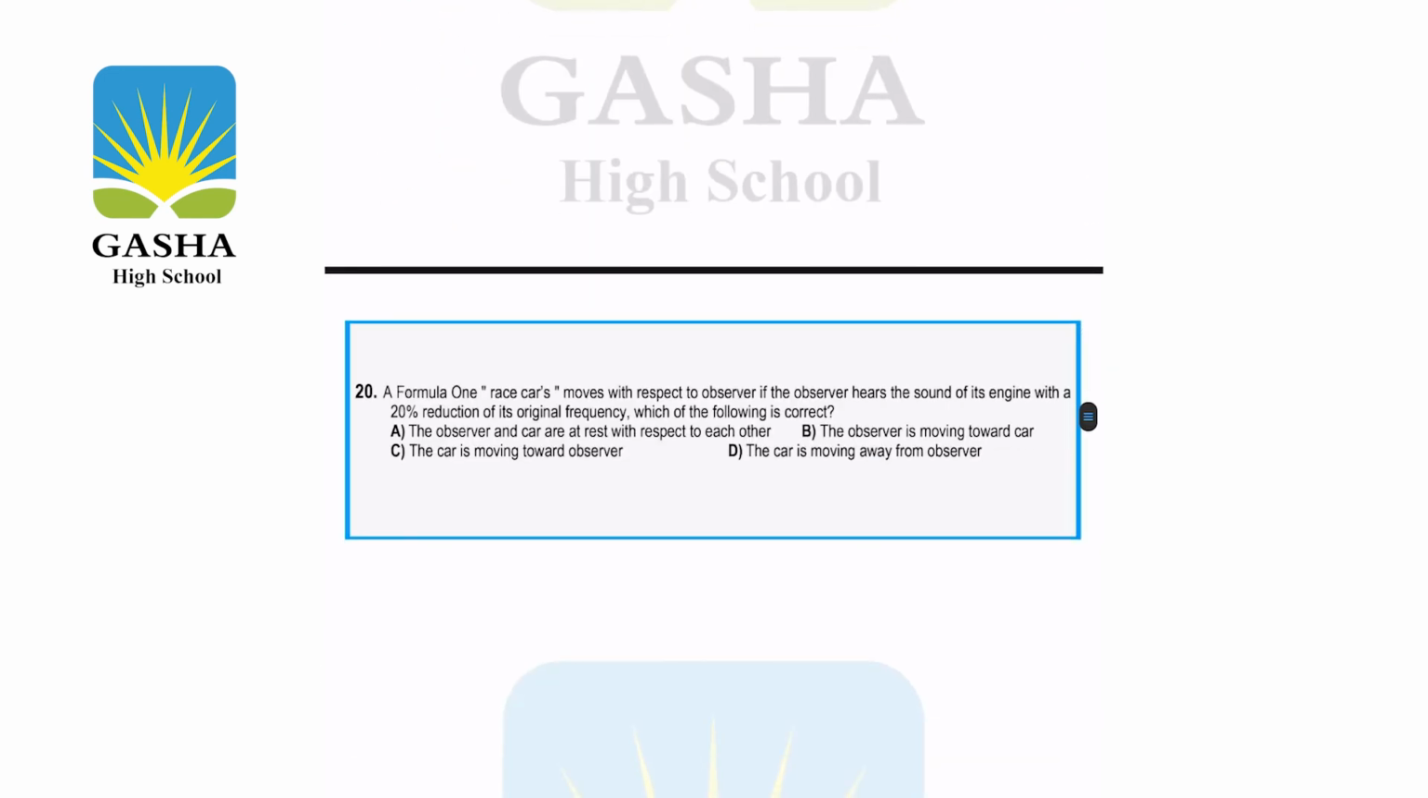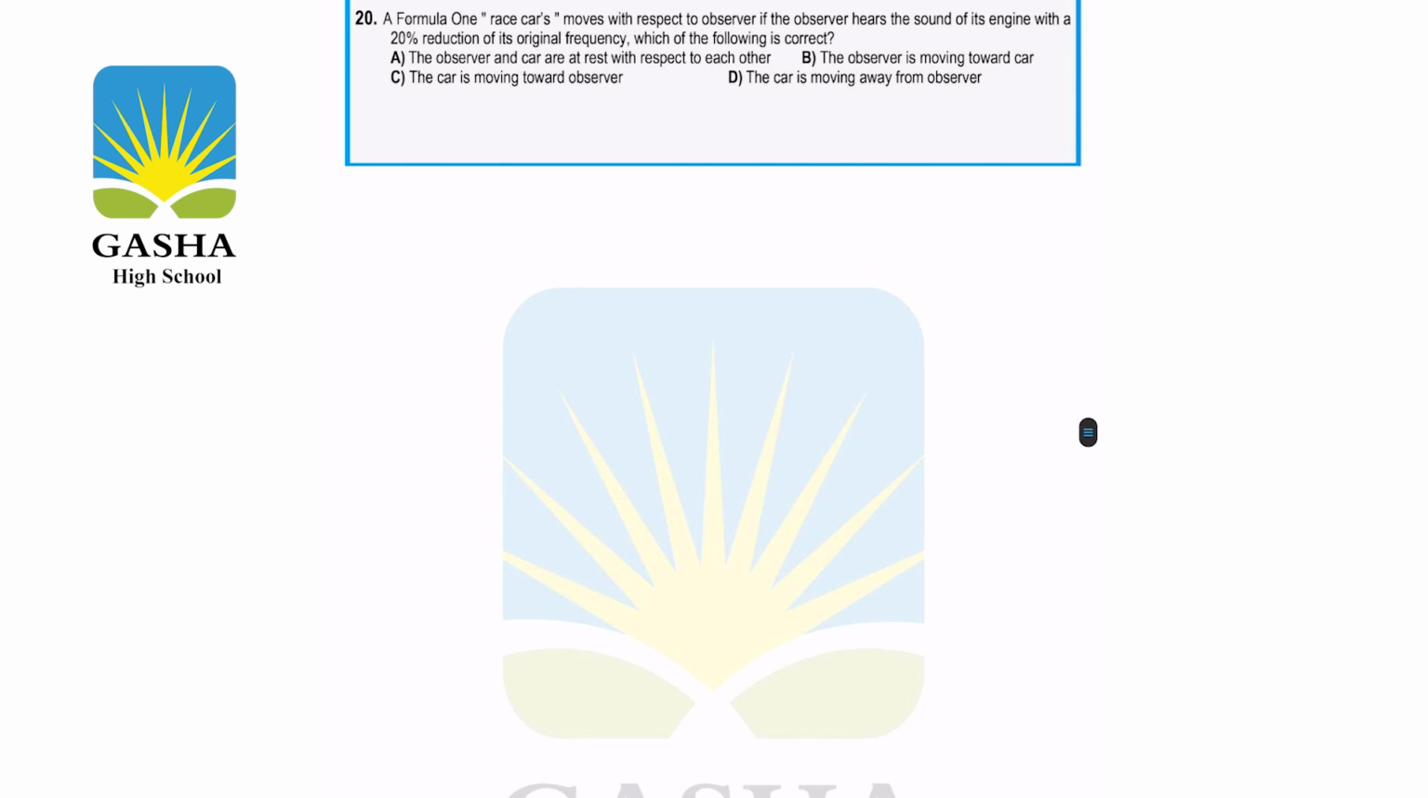Okay, so let's move on to question number 20. Question number 20 says, a Formula One race car moves with respect to an observer. If the observer hears the sound of its engine with a 20% reduction, that's the key to solve the question. So the observer hears a lower frequency than its original frequency. Which of the following is correct?